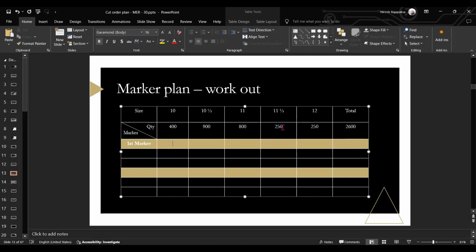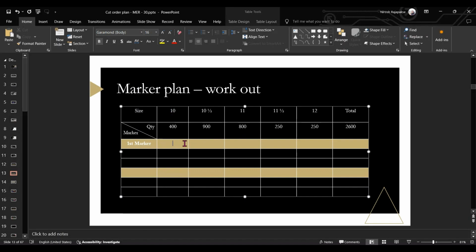So 250 and 250 is an equal quantity. So that's a good relationship. You have to concern that. And there's another one, 400 and 800. That means two times, two times from size 10 in size 11. So that also you have to consider. So we'll start from here.